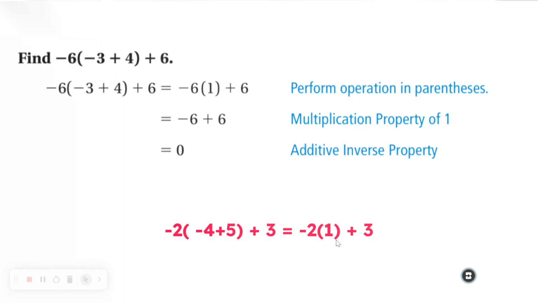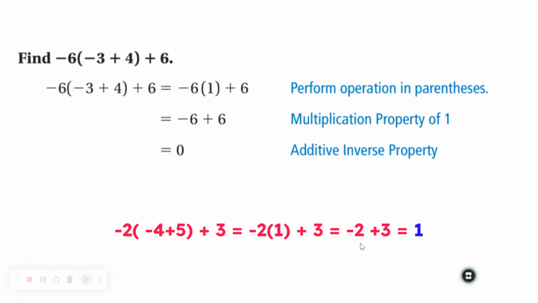I have to multiply first, my order of operations. I have to multiply before I add. -2 times 1 gives me -2. Now I just have to take my -2, add the 3, and my final answer is 1.